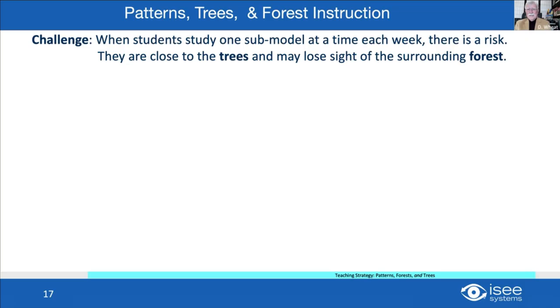Okay, now I want to focus on what I consider to be the challenge, and that's this patterns, trees, and forest idea. So when the students study one submodel at a time each week, which is the standard procedure, there's a risk. They're close to the trees, and they may lose sight of the surrounding forests. So I've designed the pattern of work to try to minimize that risk.